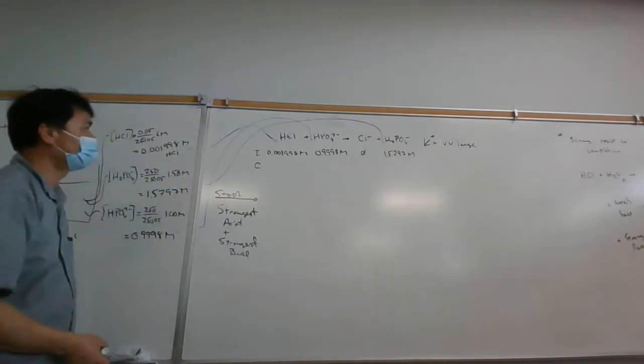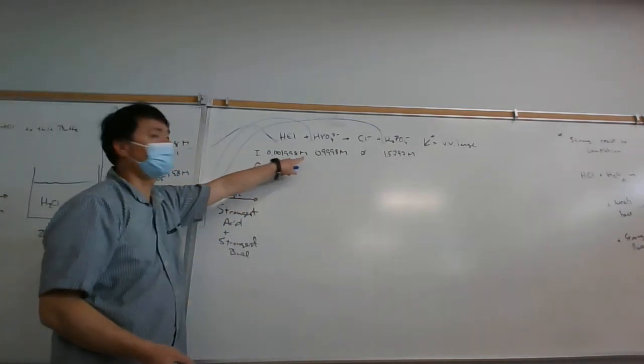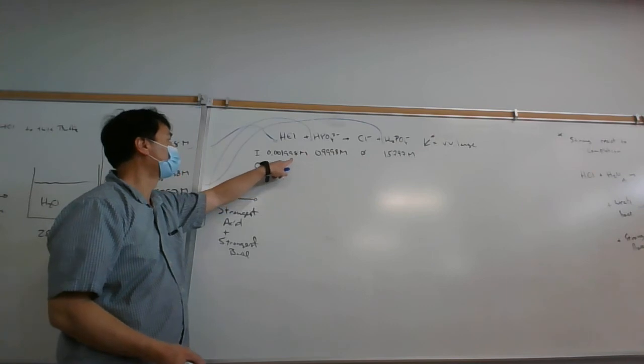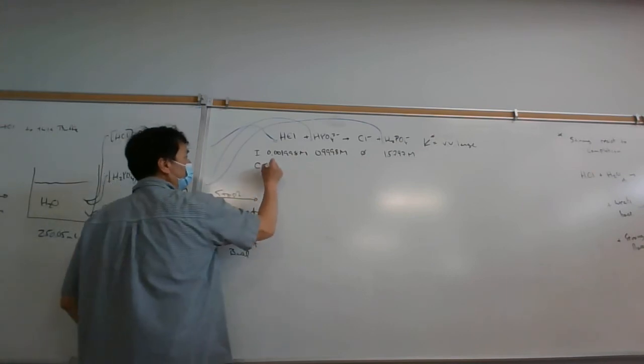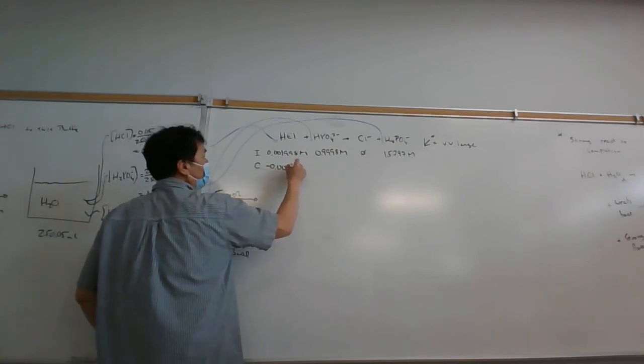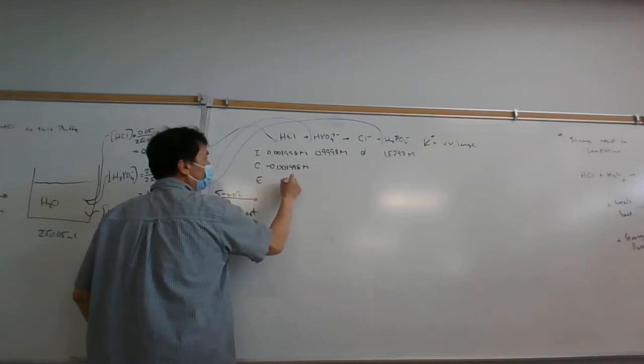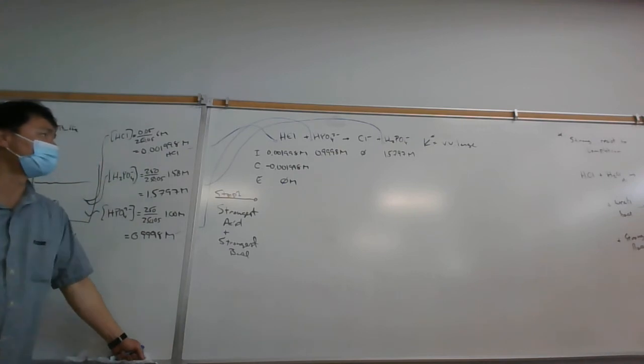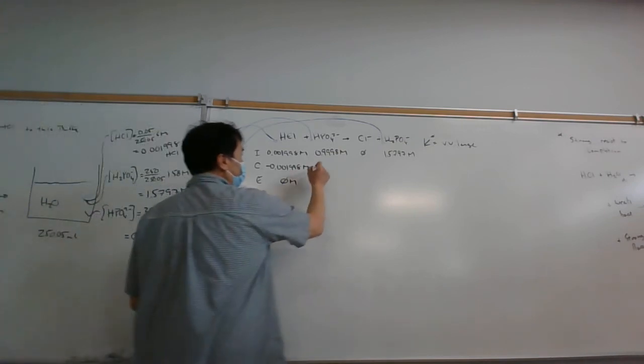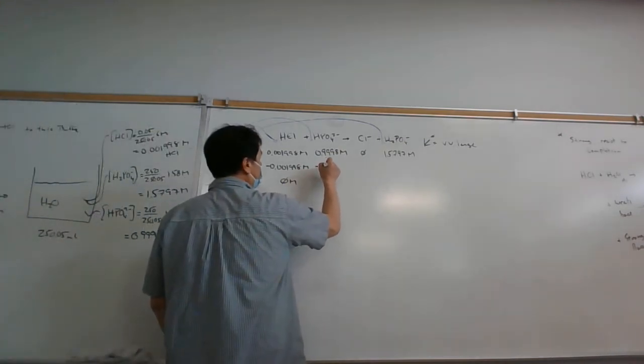And so the change is going to be complete. So which is the limiting reagent here? HCl. So we're going to lose all of it, 0.001998. And so at the end of this, we should have 0 molar. That's our limiting reagent, completely consumed. We're going to have some excess reagent left over.